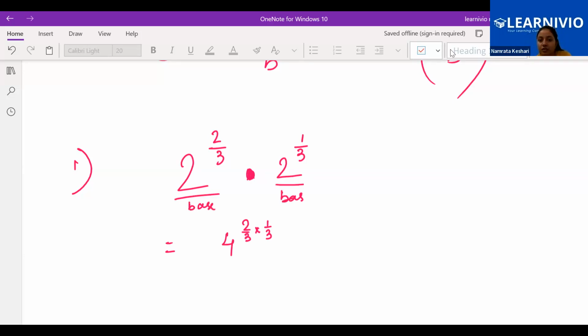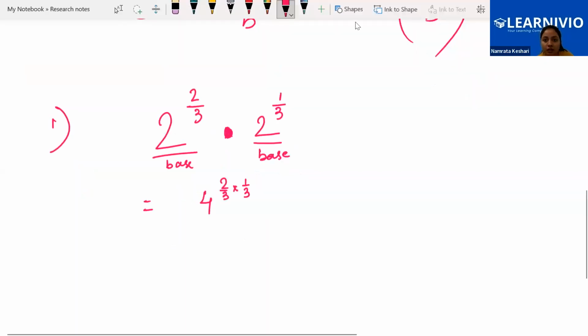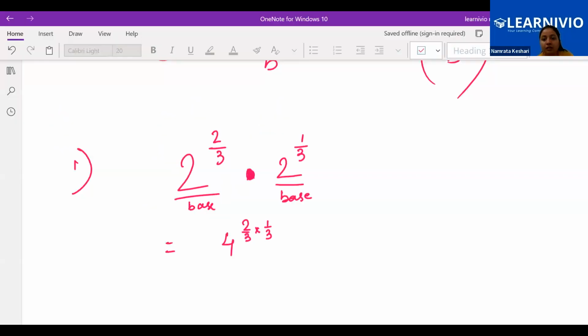Okay. Before my explanation, anyone else want to try this? Samya and Saad? Okay, ma'am, let's do it together. Ma'am, it will be 2 raised to the power 2 upon 3 plus 1 upon 3. Yes, that's how we'll be doing.